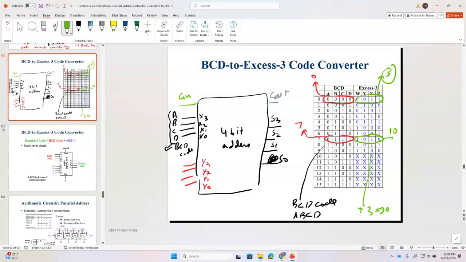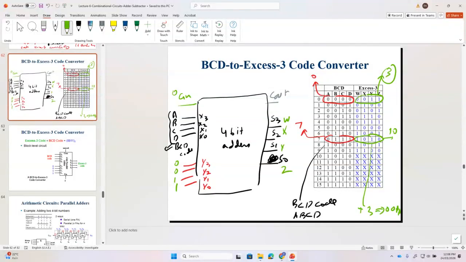What is the code for plus 3? Sorry, this is 0, 0, 1, 1. Yes, right, 0, 0, 1, 1. And then my Cin is 0. And then my S3, S2, S1, S0 is my output. So basically my output is actually W, X, Y, Z.